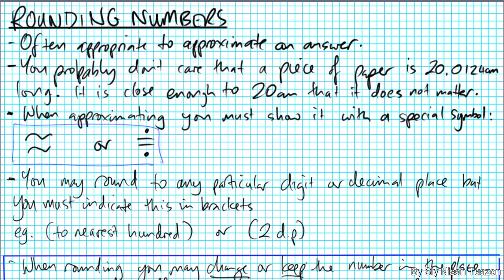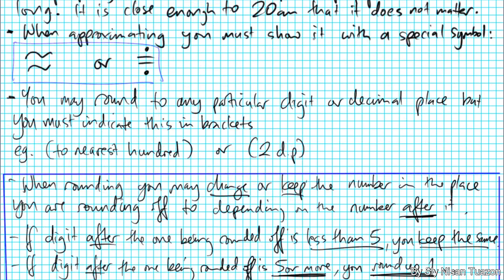Oftentimes it's appropriate to approximate an answer, not give the exact figure. You probably don't care that a piece of paper is 20.0124 blah blah blah centimeters. I could go on, okay? It's probably close enough to 20 centimeters that it doesn't matter, alright? Now there might be situations where it does matter. It's a bit silly example, but I couldn't think of another one today.